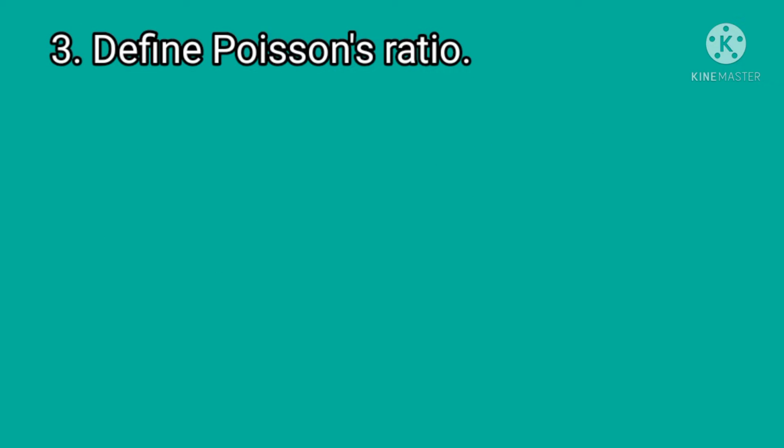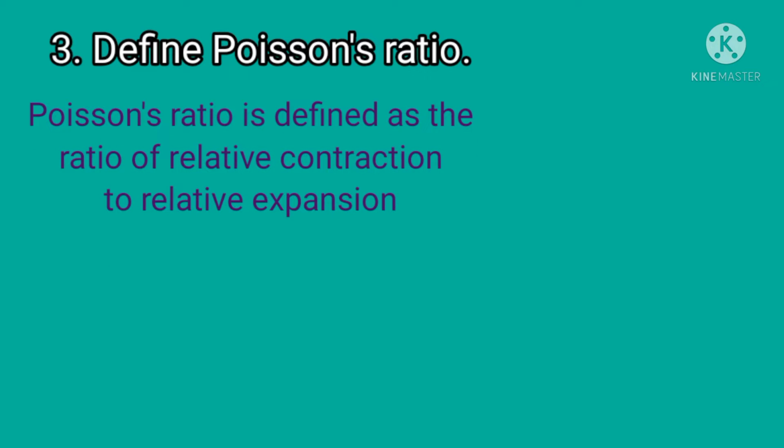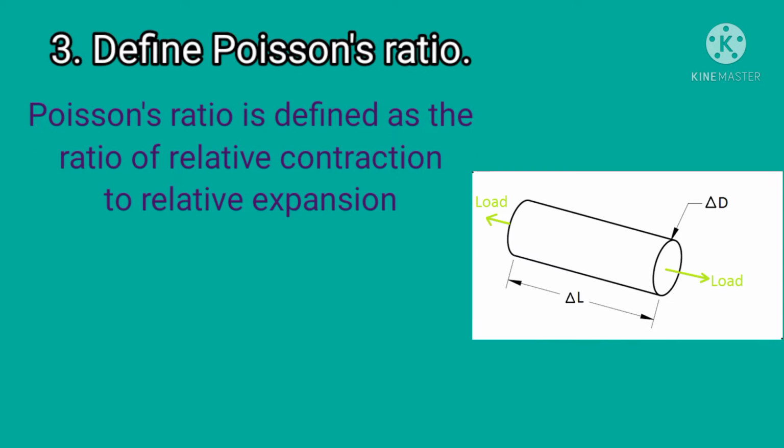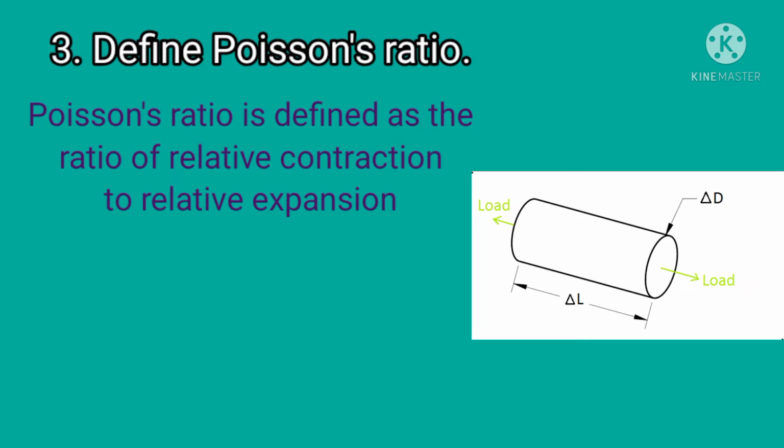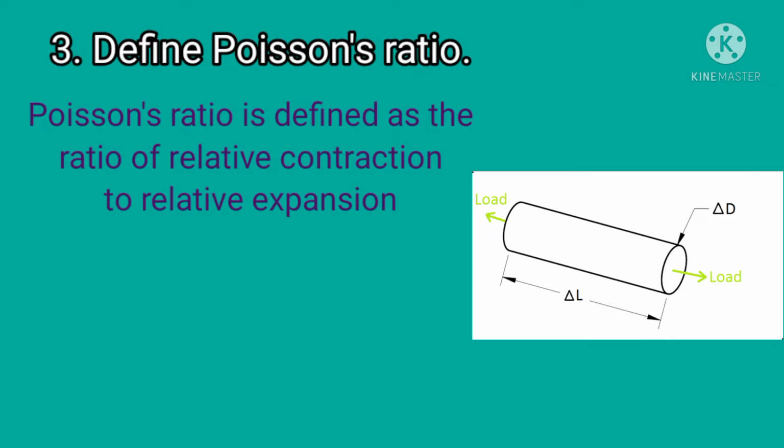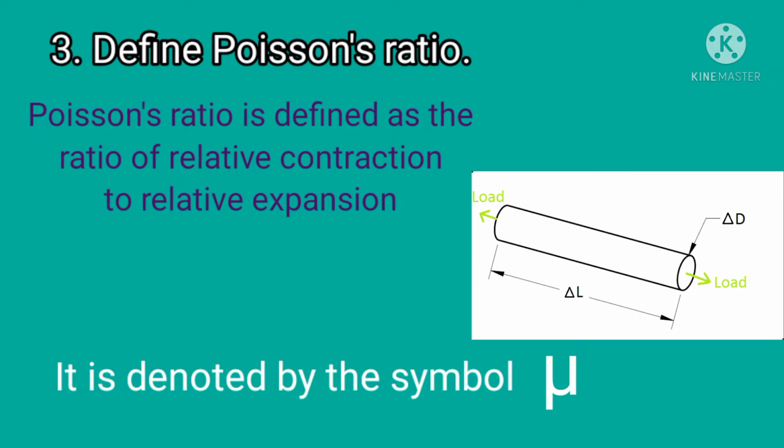Then, define Poisson's ratio. Poisson's ratio is defined as the ratio of relative contraction to relative expansion. It is denoted by the symbol mu.